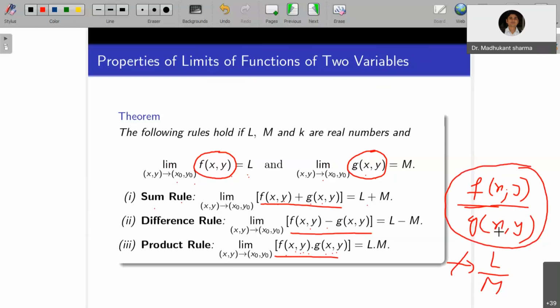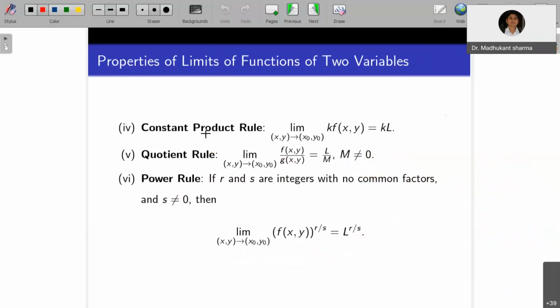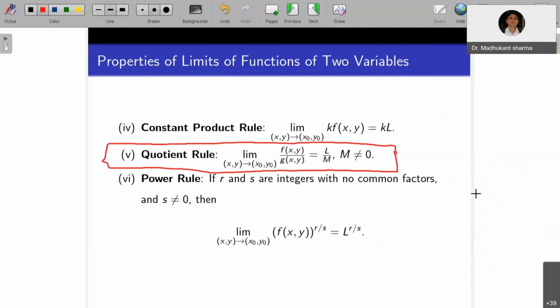Another thing is that the limit of g should also not be 0. So there are two things: g should not vanish and the limit's value should also not vanish. Then everything is fine. You have to take care of the points where the denominator vanishes. So this is how the quotient rule works: M is non-zero and g also should not vanish. Then the constant multiple rule, this is simple: if you take g to be k, a constant, the limit is the constant.